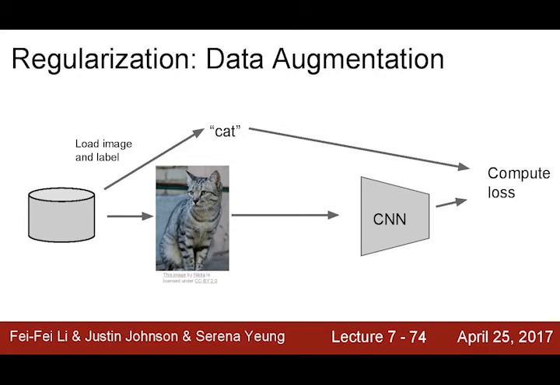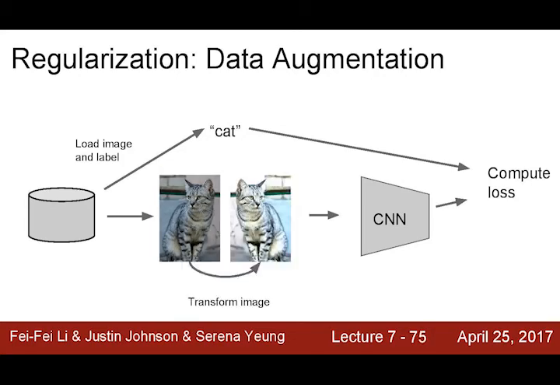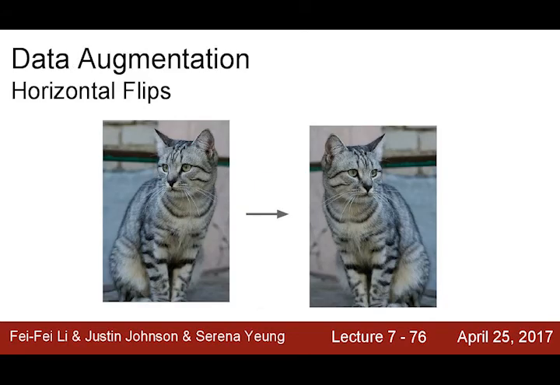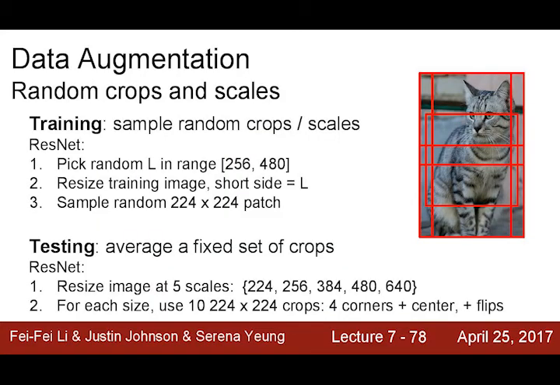바닐라 버전에서는 이미지와 레이블을 로딩해서 CNN을 통해서 훈련시킬 수 있습니다. 또 다른 방법은 트레이닝 동안에 인풋을 랜덤하게 트랜스폼할 수도 있습니다. 이 경우에 오리지널 이미지로 트레이닝을 시킨 것이 아니라 랜덤하게 트랜스폼된 이미지로 트레이닝을 시킨 것입니다. 트랜스폼에는 여러 종류가 있는데, 호리존털 플립은 수평으로 이미지를 플립하는 것입니다. 트레이닝 단계에서 랜덤 크롭과 스케일로 샘플할 수도 있습니다. 오른쪽 그림의 붉은 박스는 랜덤 크롭과 스케일의 사례를 보여줍니다.